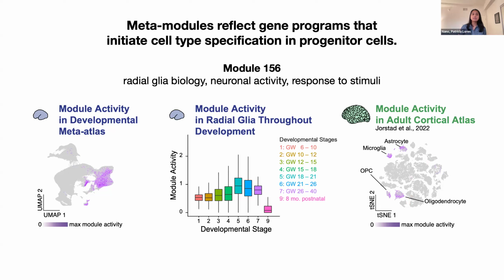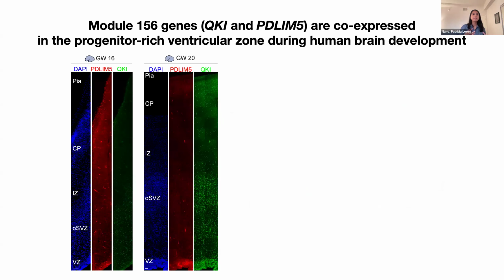Okay, now if that was true, then we should be able to see Module 156 members in the ventricular zone that's rich with progenitor cells in the developing human cortex. And so we were able to get human primary cortical tissues from gestational weeks 16 and 20. Those cortical slices are shown here. And we stained them for two Module 156 member genes.